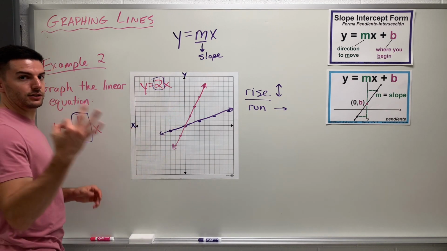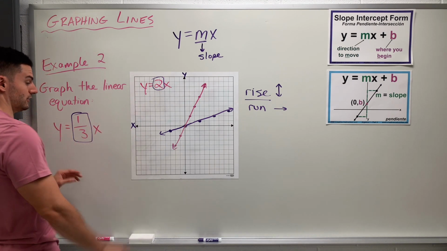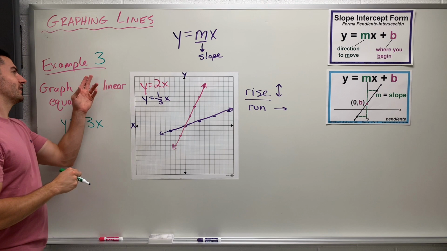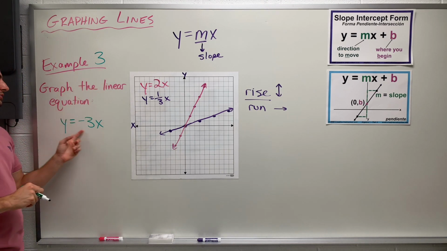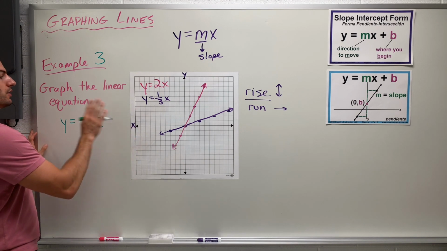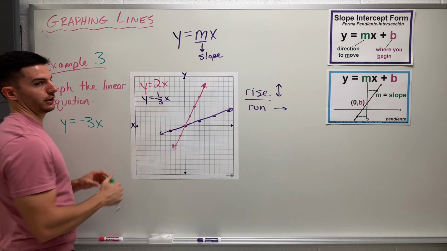Okay, let me do example 3 with you. And I'll just keep that on here. Let me get a different color marker. There we go, example 3. Graph the linear equation y equals negative 3x, okay? And so again, we're going to compare that to the lines that I already have up here.